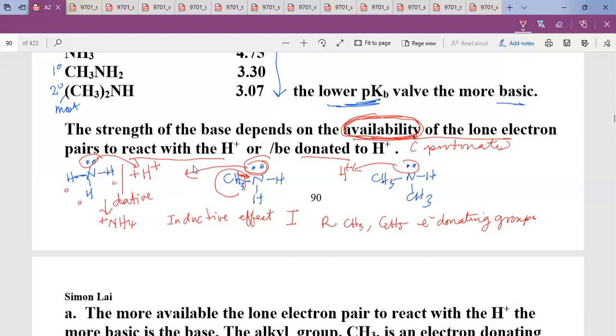It's like your mother says, go, push you to give the car to the girl. Give her. If I have two mothers here saying, go, give more, your car is more available to the girl.